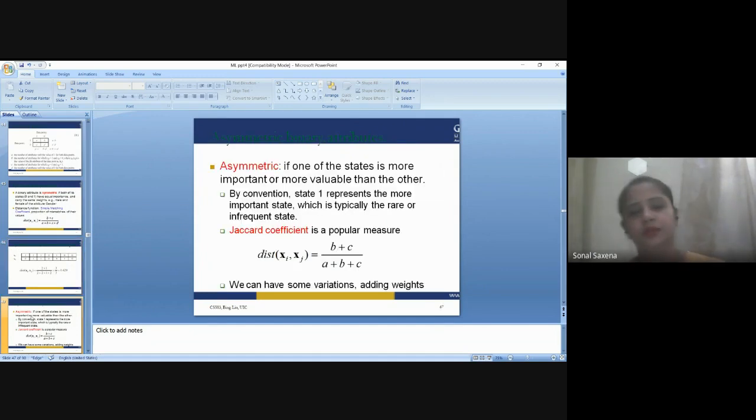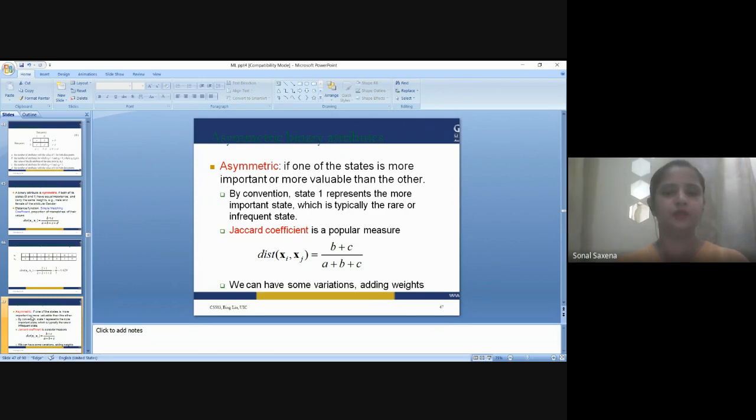Now, we have seen the symmetric binary function. What about asymmetric? If one of the states is more important or more valuable than the other, then we use asymmetric binary attributes. By convention, state 1 represents the more important state. Even in binary logic, if you have 0 and 1 values, 1 is considered the on state and 0 the off state, so 1 gets the higher priority. It is a typical and rare, infrequent state.